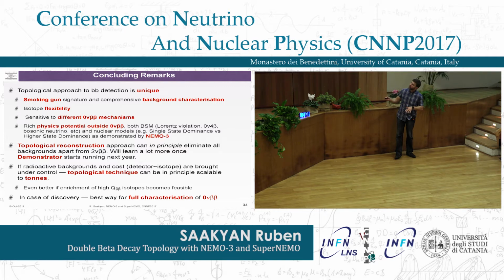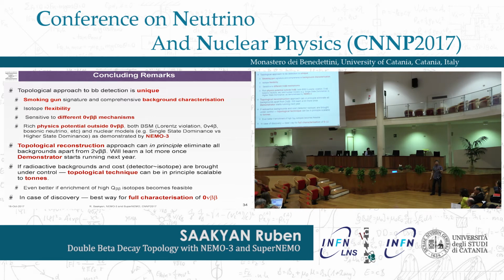And of course, there is active R&D on the high Q beta-beta isotopes and on their separation techniques, and in case of a discovery, as I already mentioned, this is the best way for full characterization of neutrinoless double beta decay, or the creation of matter.